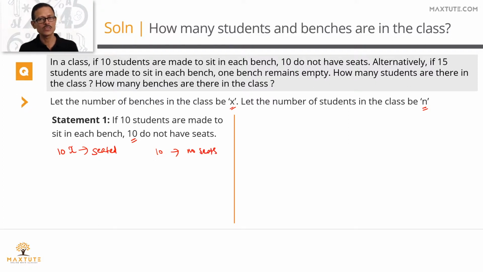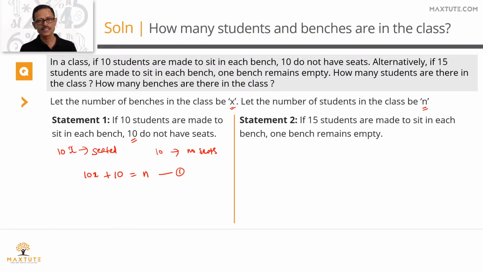So how many students are there totally in the class? The number of students who have been seated plus the number of students for whom we have not been able to find seats should give us the total number of students in the class. So 10x, which is the number of students seated, plus 10 for whom we could not find seats, should give us the number of students, which is n. So let's call this equation 1. This is an equation in two variables.